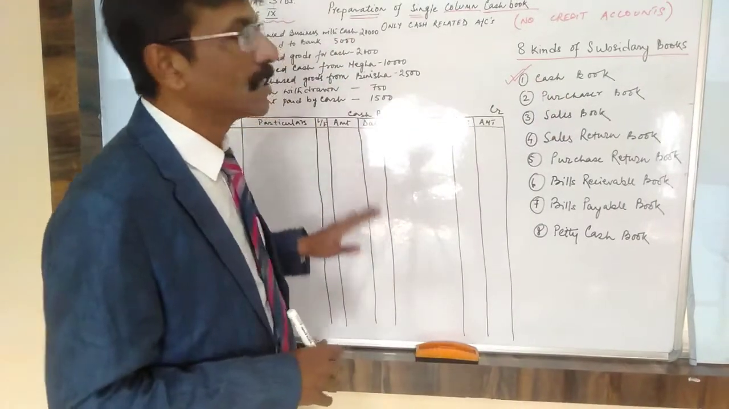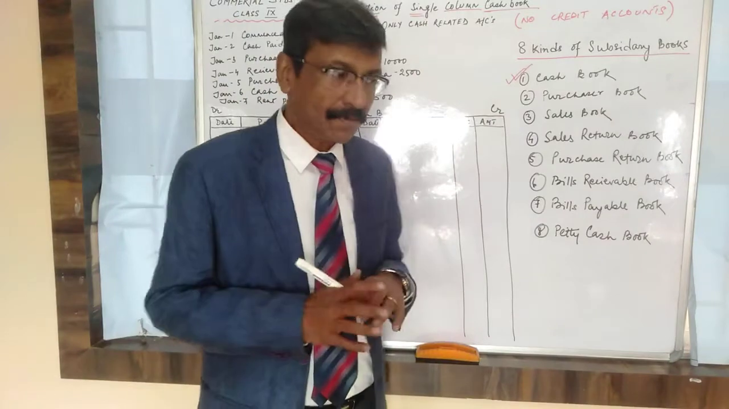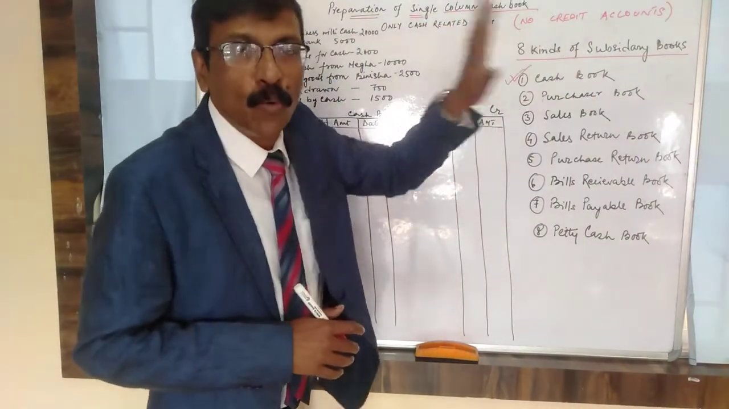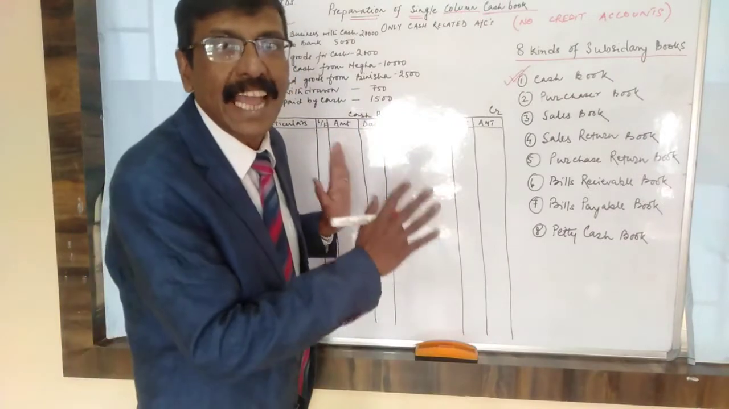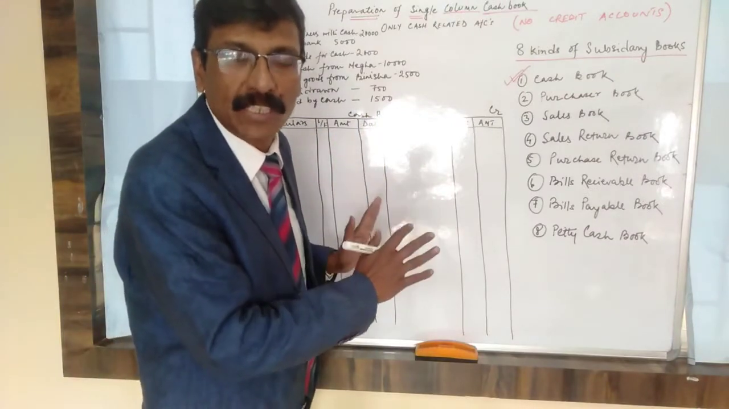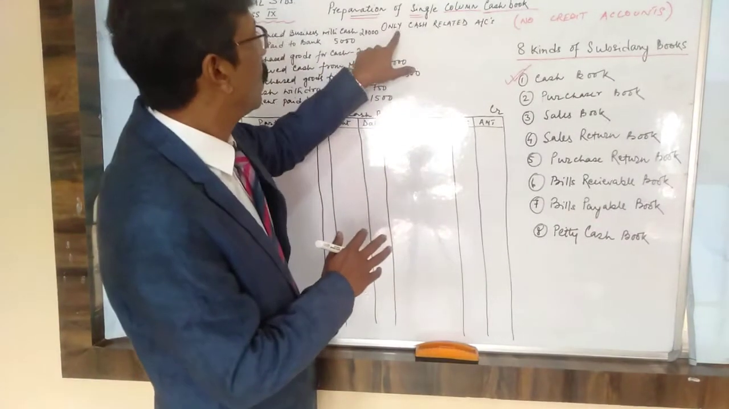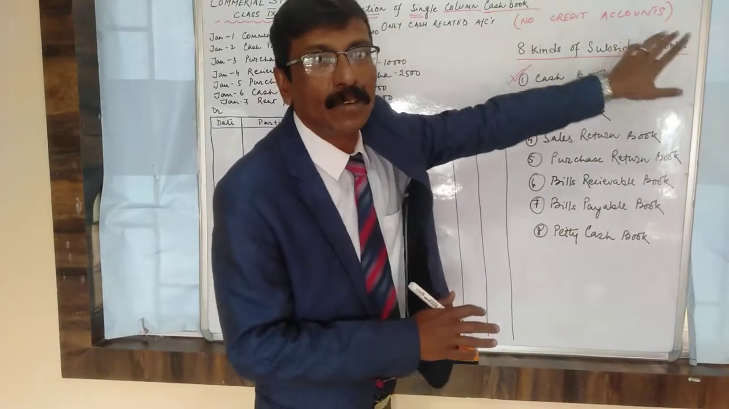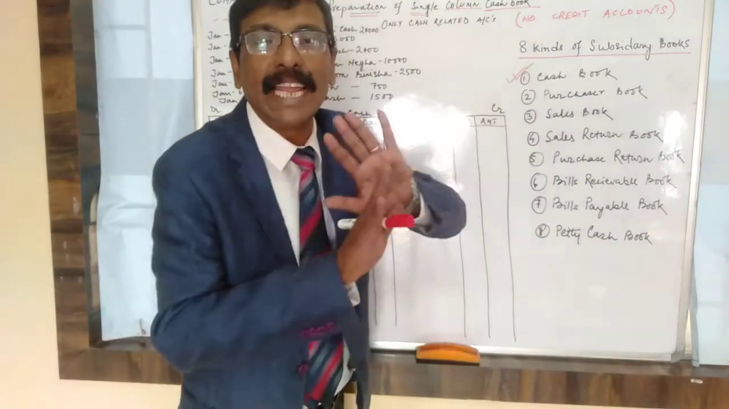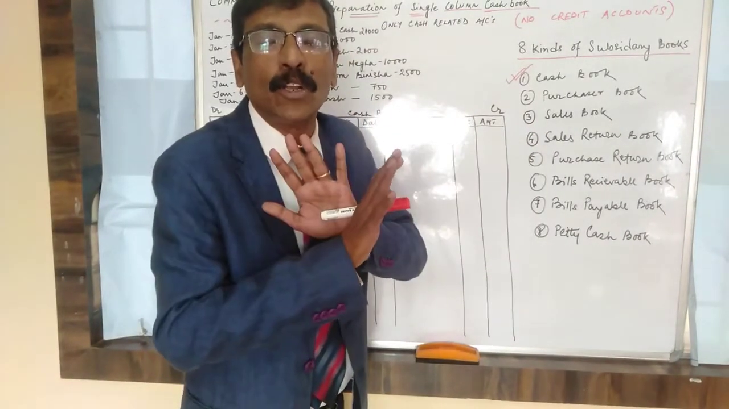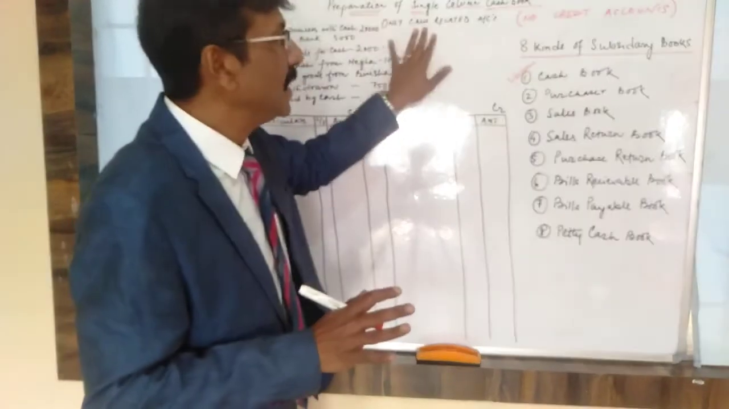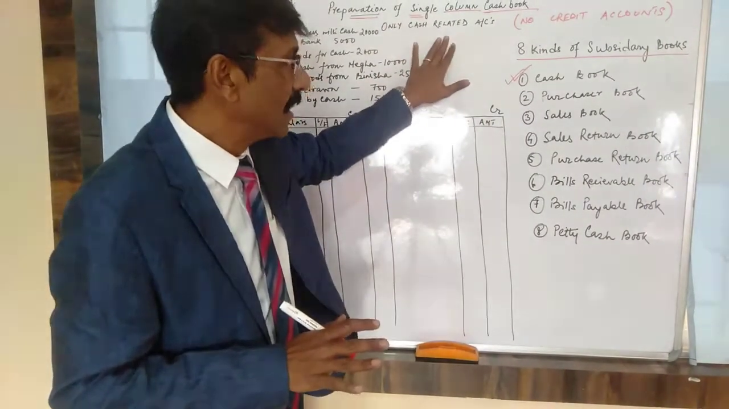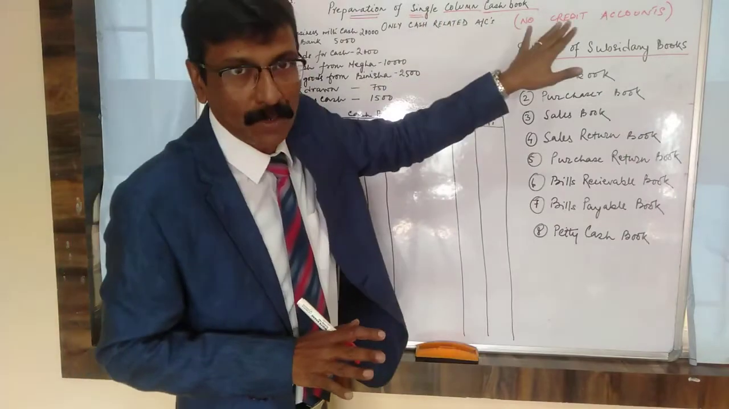Now cash books are of 3 types. One is a single column cash book where only cash entries are posted. Understand this. Only cash related accounts, no credit accounts. Anything to do with credit or anything else will not get posted here. Only everything to do with cash will get posted here. This is the single column cash book.